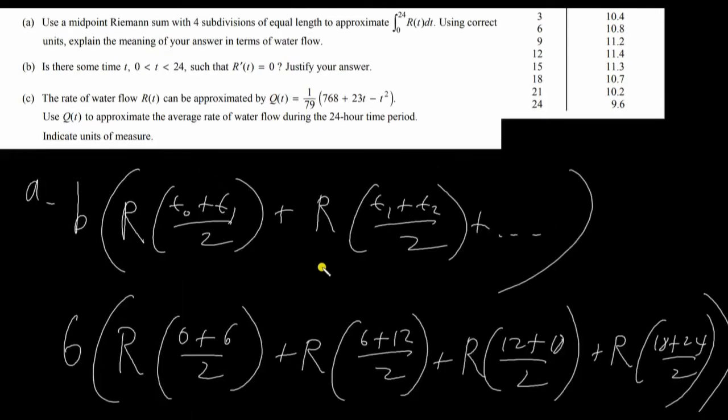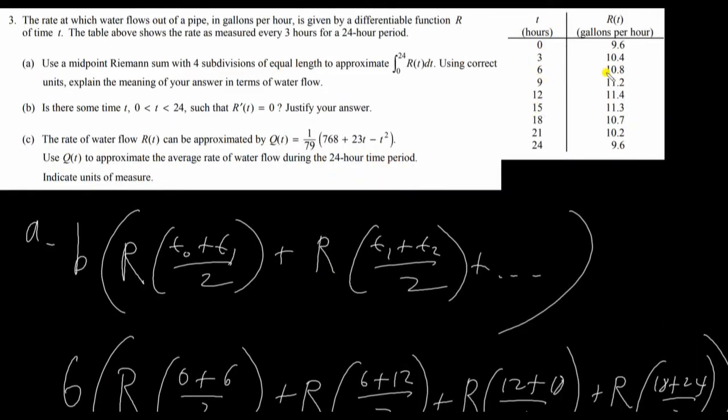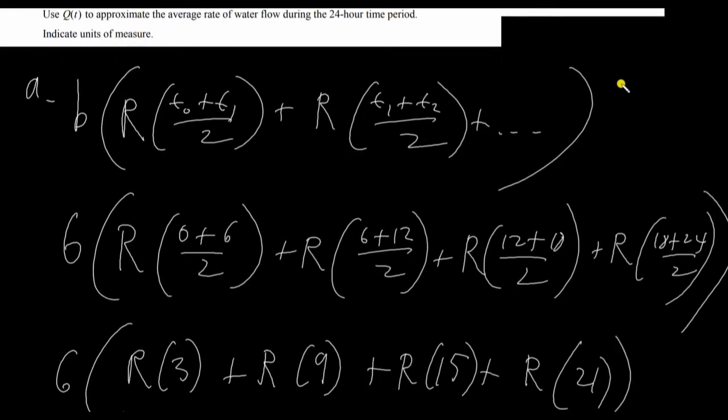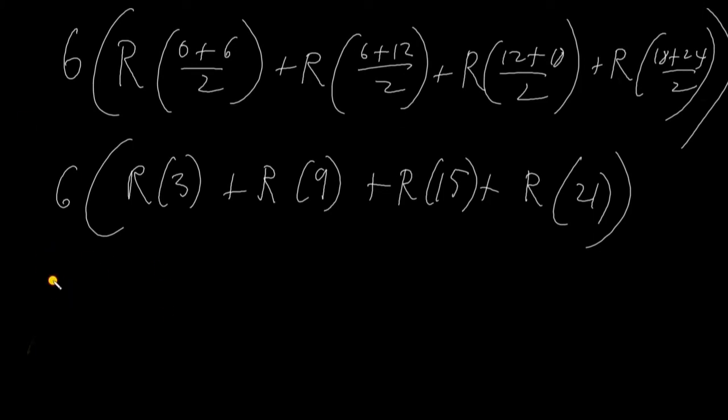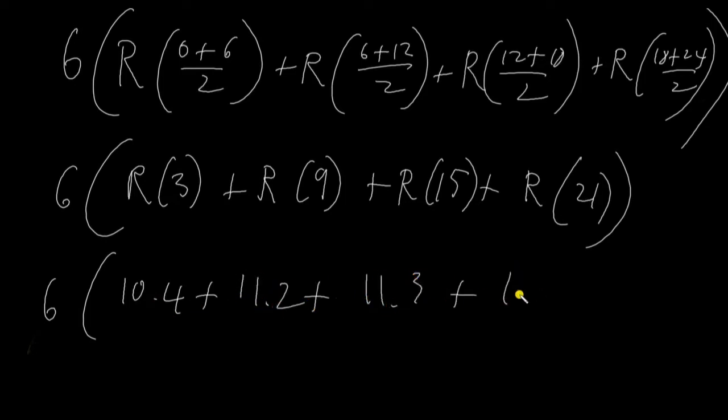And then r of 9, we're going to look at 9. And then r of 9 is 11.2. So like that for the other two values as well, we can fill this in. This is 10.4. This is 11.2. This is 11.3. This is 10.2. And if you did that out, you would get 258.6.